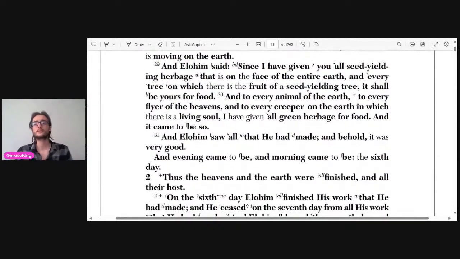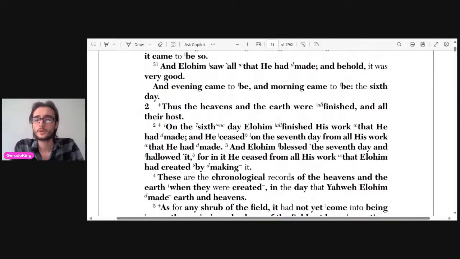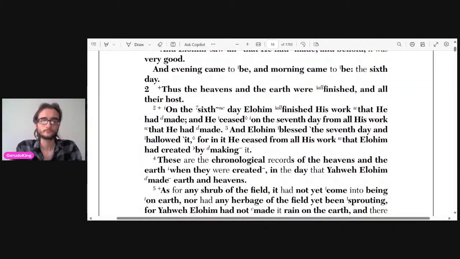And Elohim said, Since I have given you all seed-yielding herbage that is on the face of the entire earth, and every tree on which there is the fruit of a seed-yielding tree, it shall be yours for food. And to every animal of the earth, to every flyer of the heavens, and to every creeper on the earth in which there is a living soul, I have given all green herbage for food. And it came to be so. And Elohim saw all that he had made, and behold, it was very good. And evening came to be, and morning came to be, the 6th day.